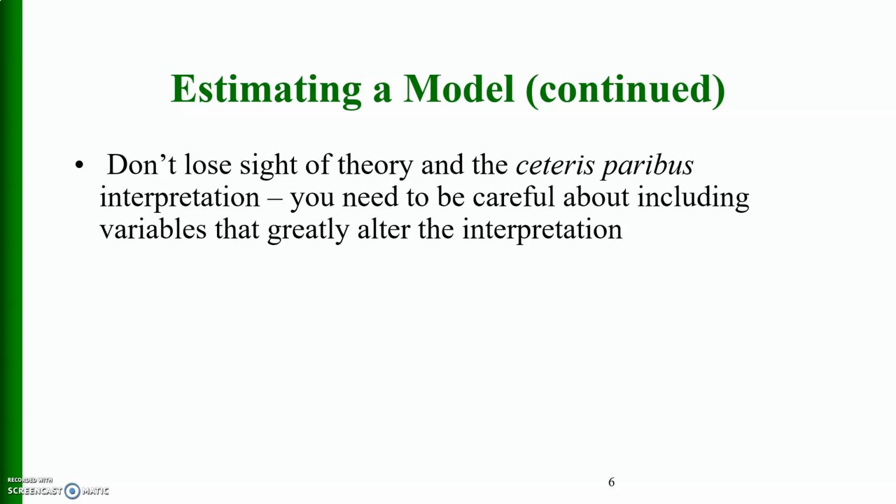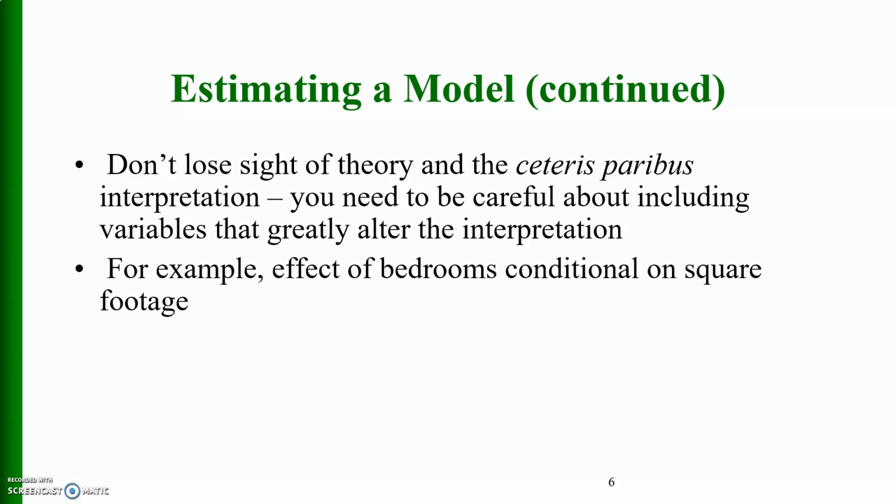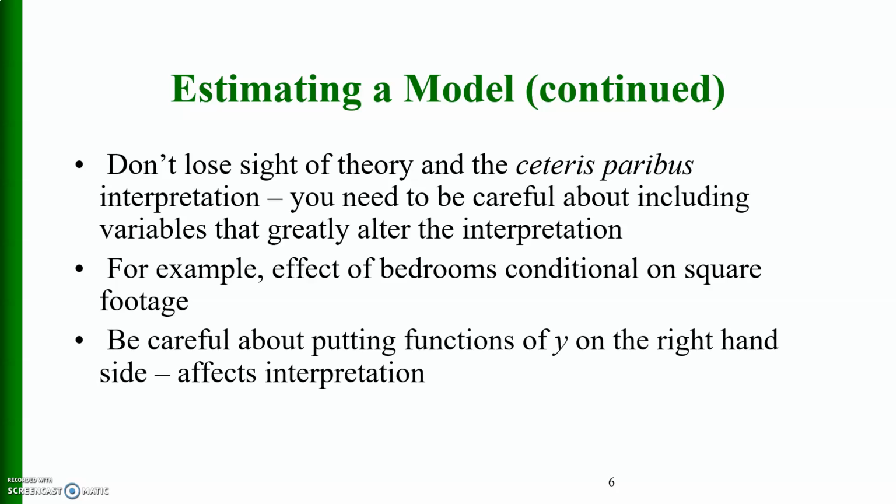Always we must keep in mind that whatever model we are using, we shouldn't lose sight of the theory and the ceteris paribus interpretation. And for that purpose, we need to be careful about including variables that greatly alter the interpretation of the results. Here is an example: the effect of bedrooms, which is conditional on square footage. Remember, we must be very careful about putting functions of y on the right hand side.